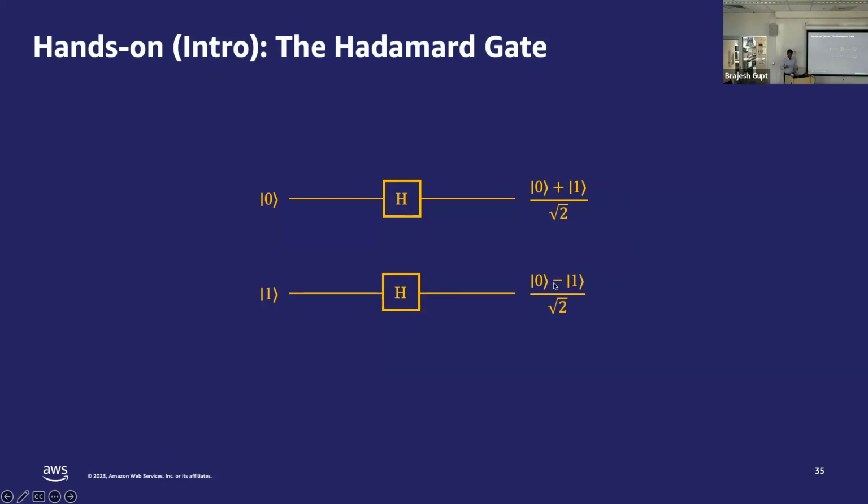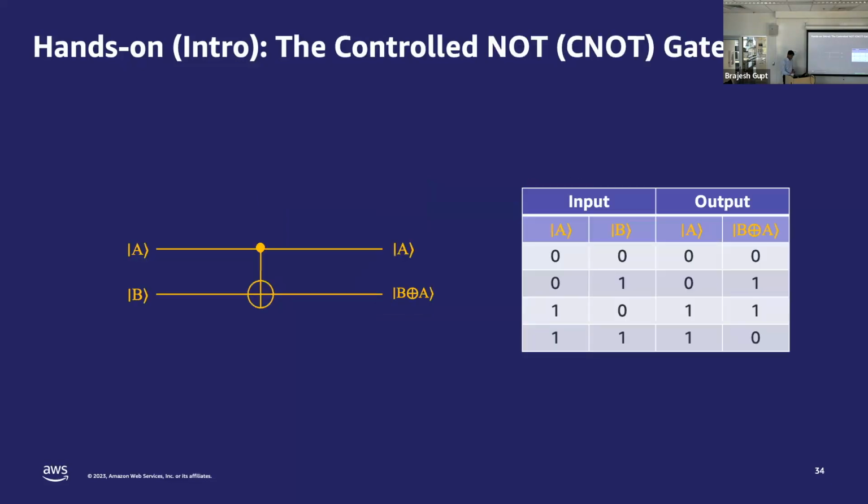So there are two important phenomena in quantum mechanics: first is superposition, and the second is entanglement, right? Superposition and entanglement hold the key to all the amazing things that quantum computing can do. And the Hadamard gate does superposition for you, and the controlled NOT gate does entanglement for you. So these two gates are quite important in quantum computing.